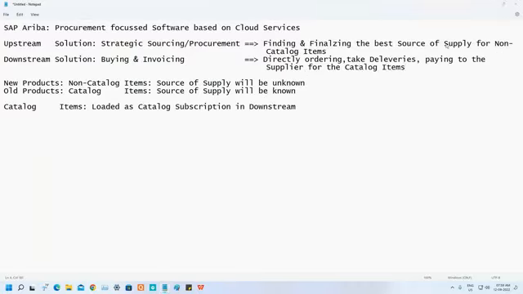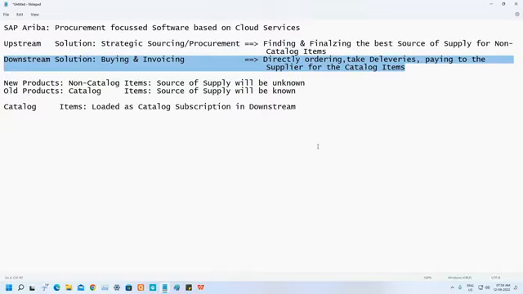Okay, so what does it actually mean? It means if you look at upstream, basically what we are saying is non-catalog item only. Source of supply will be unknown. So in that case, what we will do in upstream is find and finalize the best source of supply for the non-catalog items. Okay, what we will do in the downstream? In downstream, we will be working with catalog items only.